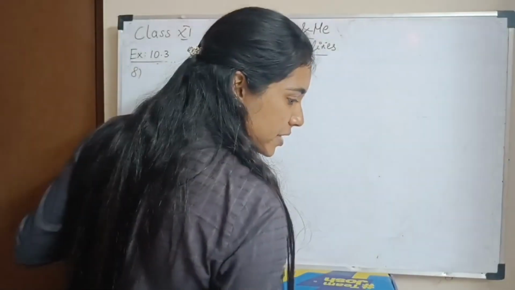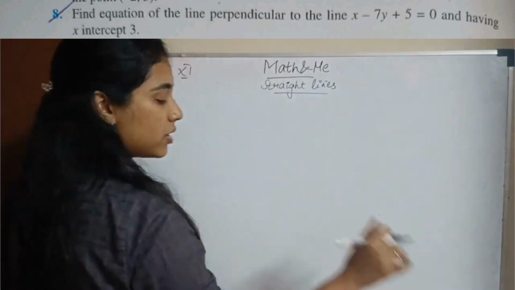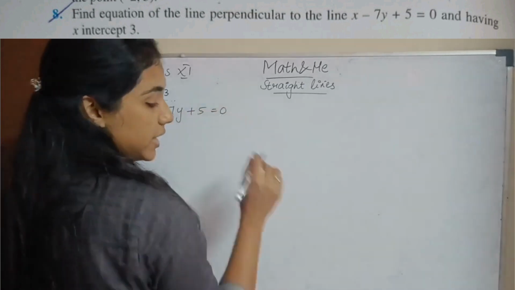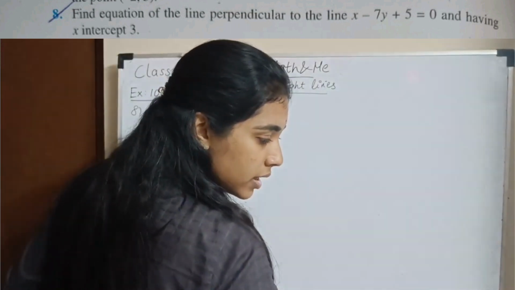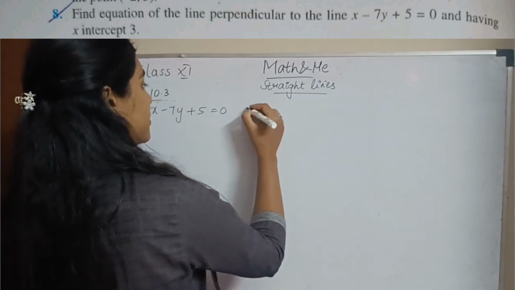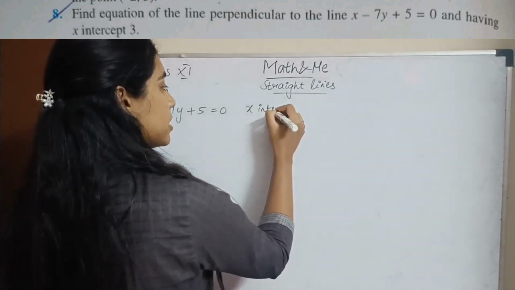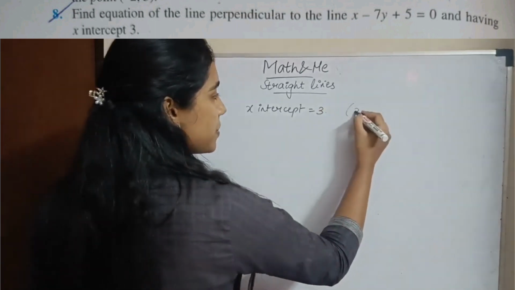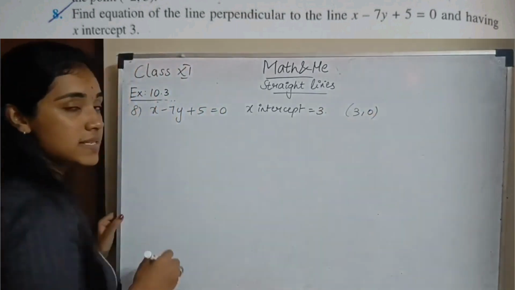Question number 8. Find the equation of the line perpendicular to the line x minus 7y plus 5 equals 0 and having an x-intercept at 3. So x-intercept is 3, which means the point is (3, 0).